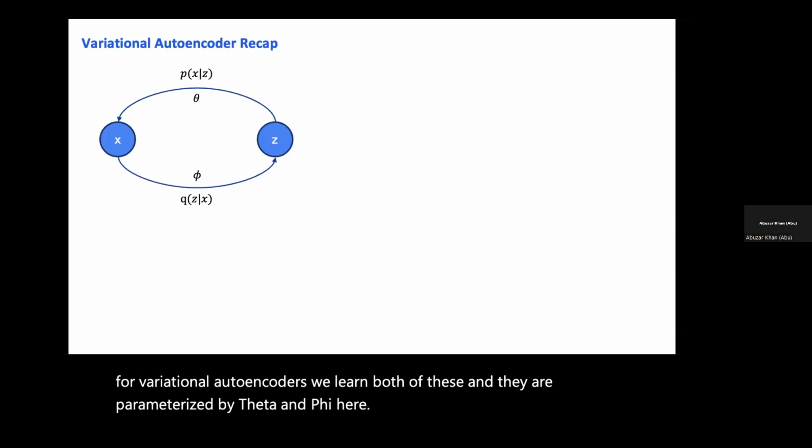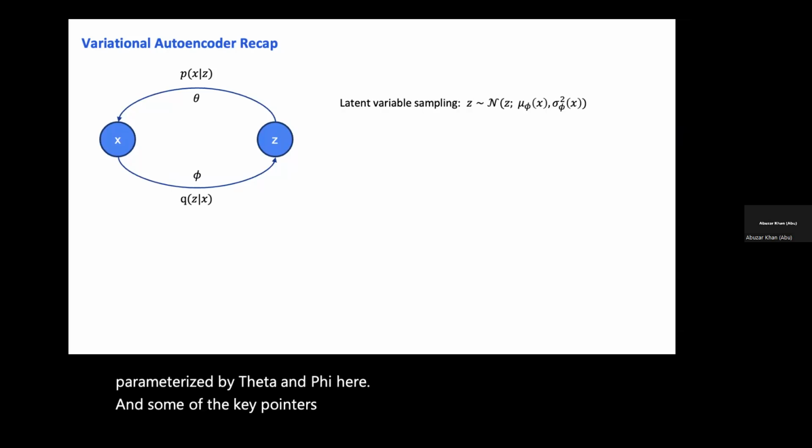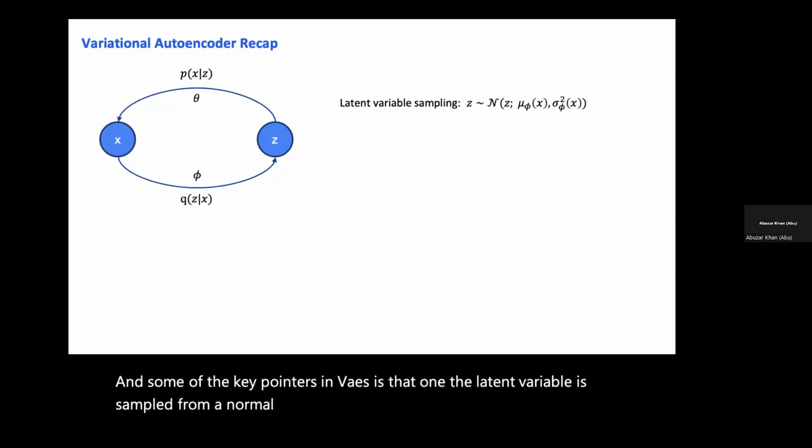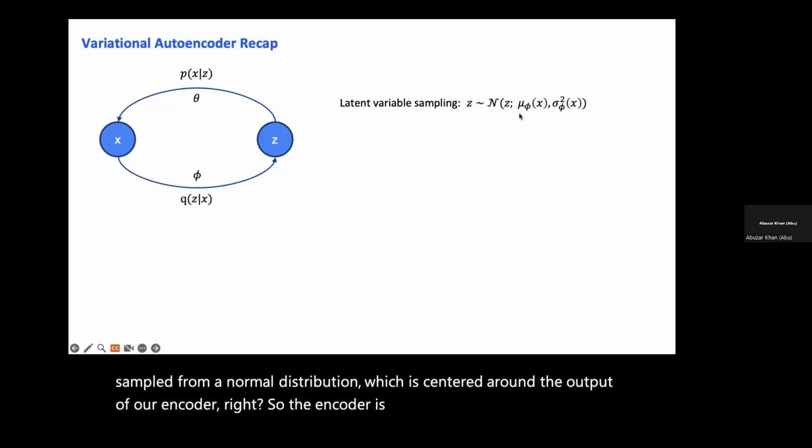Some of the key pointers in VAEs are, one, the latent variable is sampled from a normal distribution which is centered around the output of our encoder. So the encoder is parameterized by phi, and we have our mean and our variance here.